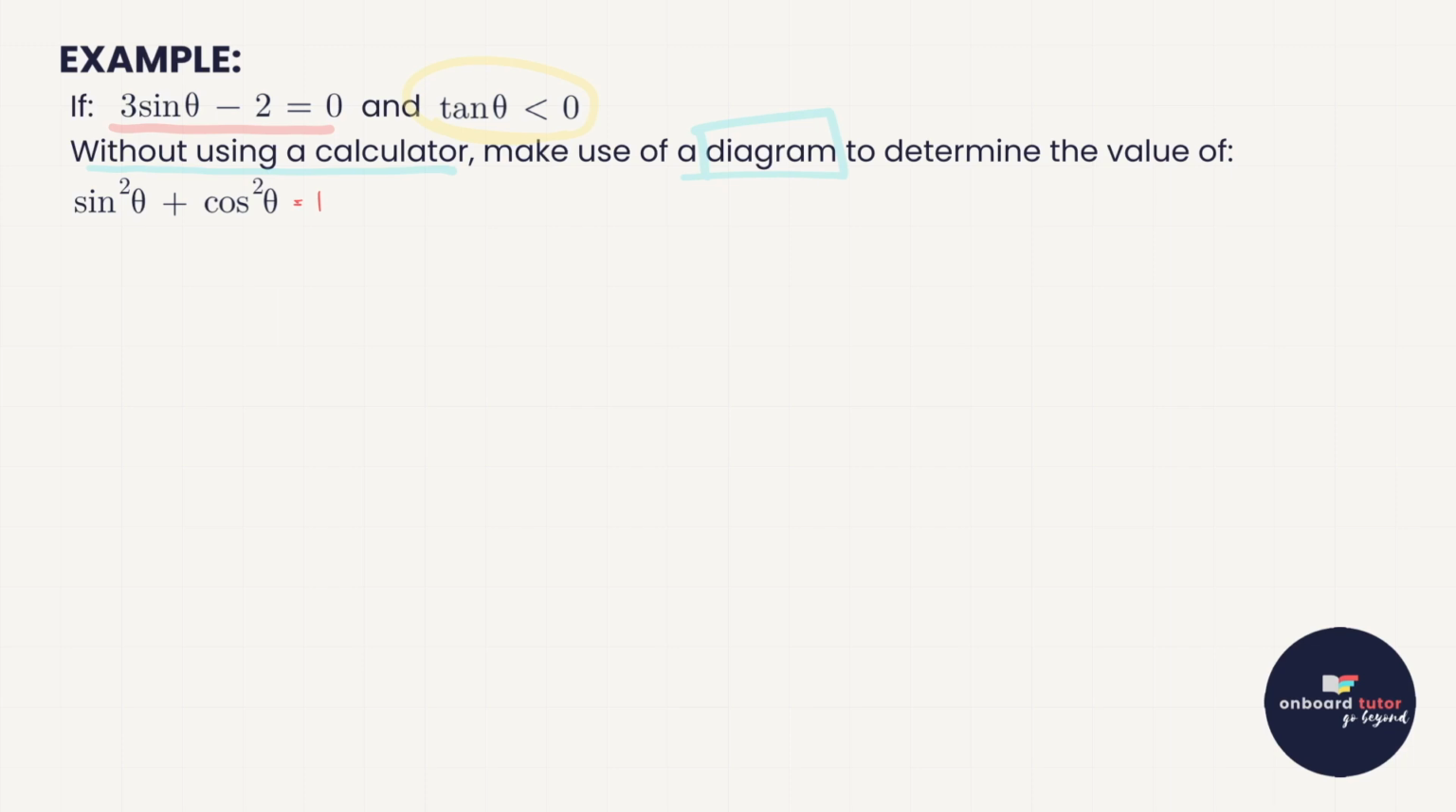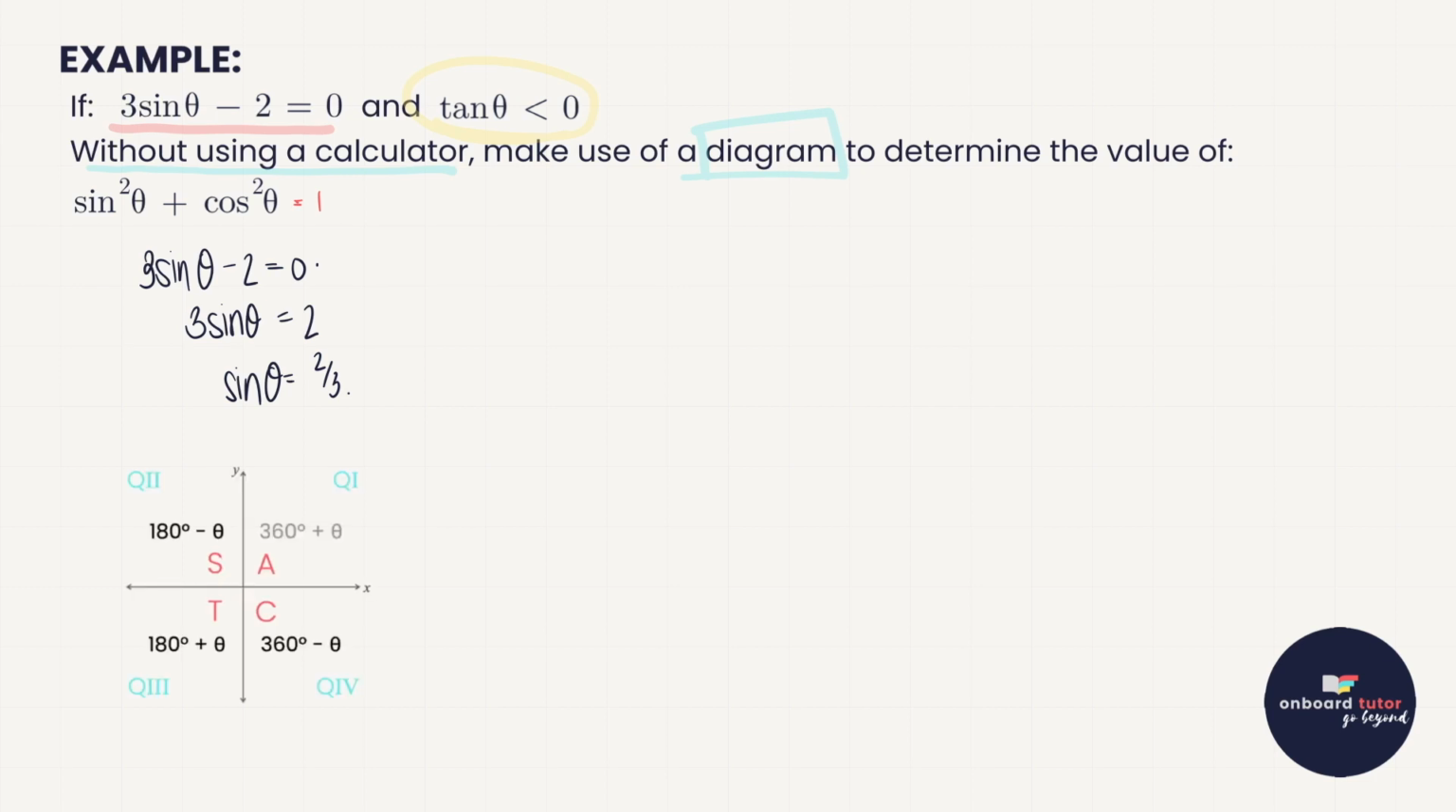So the first thing is we'll take that 3 sine theta minus 2 equals 0, and we'll begin to get sine theta on its own. So 3 sine theta equals 2, and sine theta equals 2 over 3. Now, this is not a typical trig equation where I can just pick up the calculator, get a reference angle. No. They've said no calculator, and we need to use a diagram.